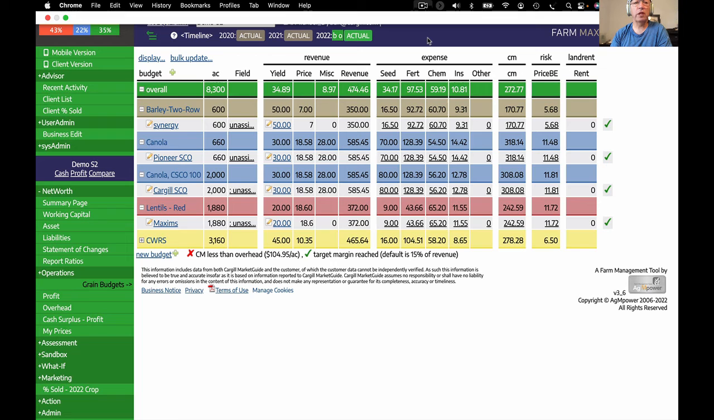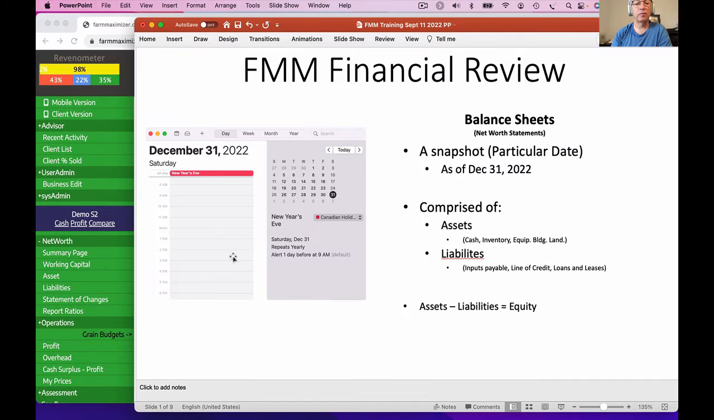Okay, so now let's switch to how Farm Maximizer is structured to be a farm managerial tool. First, let's do a little financial refresher. A balance sheet is a snapshot based on a particular day, as an example, December 31st, 2022, and it's comprised of assets and liabilities, which includes cash, inventory, etc. And assets minus liabilities equals equity.